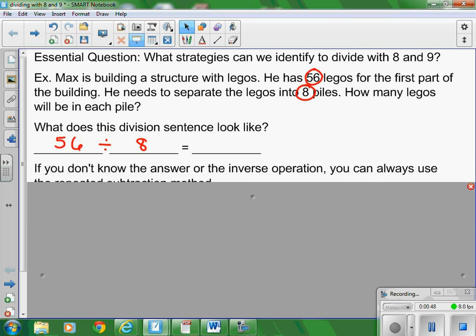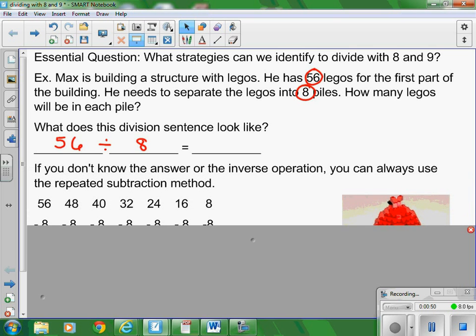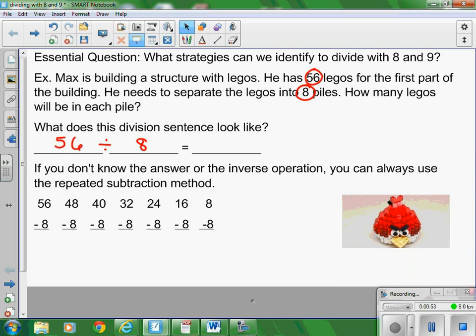So, first of all, you can use repeated subtraction. If you don't know the inverse operation, like what times 8 equals 56, then you can use repeated subtraction because we know that's what division is. So, here we go. You take the 56 and you take the first group of 8 away and get 48. Then 48 minus 8 we know is 40.